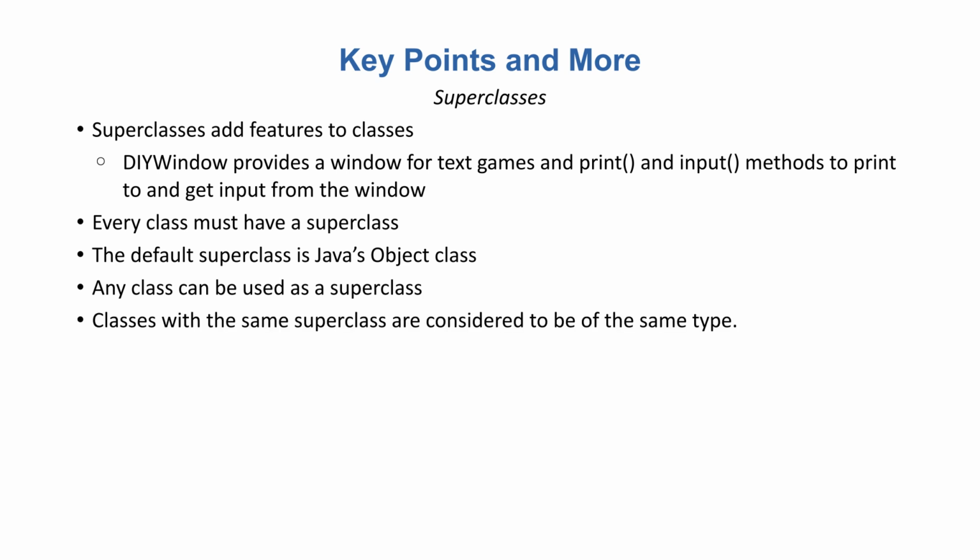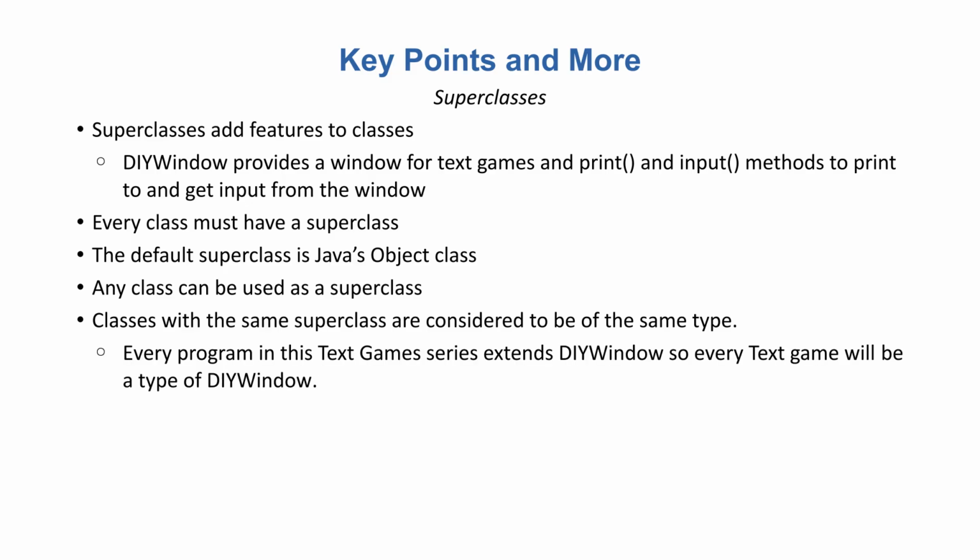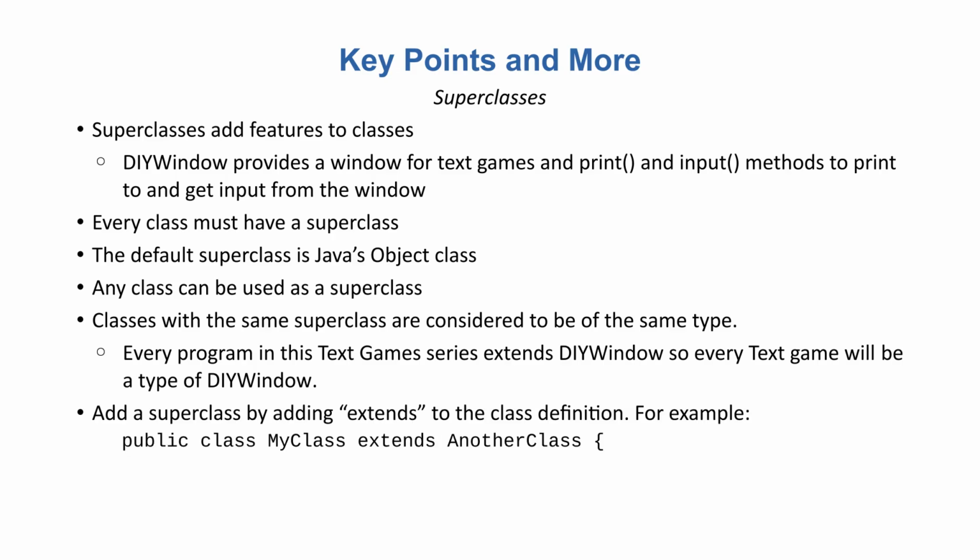Classes with the same superclass are considered to be of the same type. For example, the main class you create for every program in the text game series will use the DIYWindow class as its superclass. So every program in this series will be a type of DIYWindow. Therefore, every program in this series may use DIYWindow's print method to print to the DIYWindow. You specify a superclass for an existing class by adding extends to the class definition. For example, to extend a class named myClass with another class named anotherClass, do this. Public class myClass extends anotherClass.